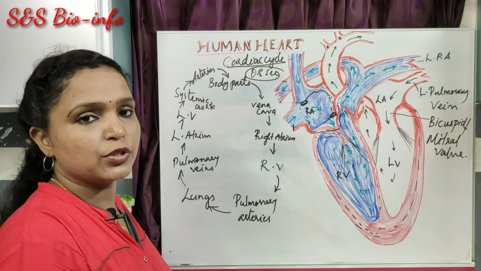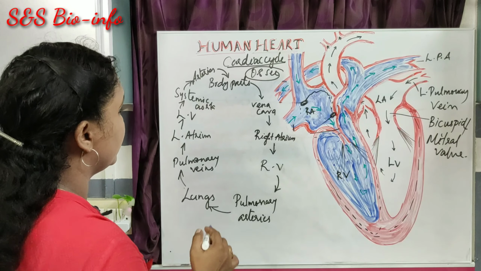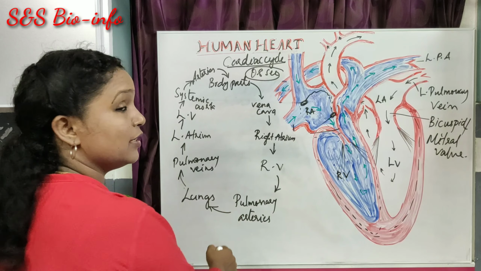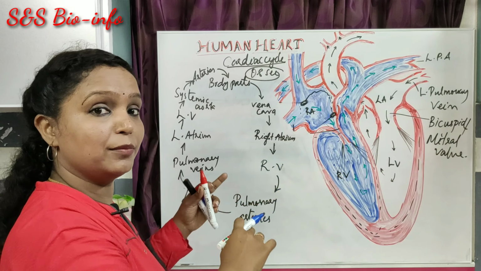Once again, look at the diagrammatic representation of the circulatory pathway of the blood. Here I have divided this into the circulation of the impure blood and the circulation of the pure blood. From the body parts to the lungs is the impure blood, that means the circulation of impure, carbon dioxide rich blood.